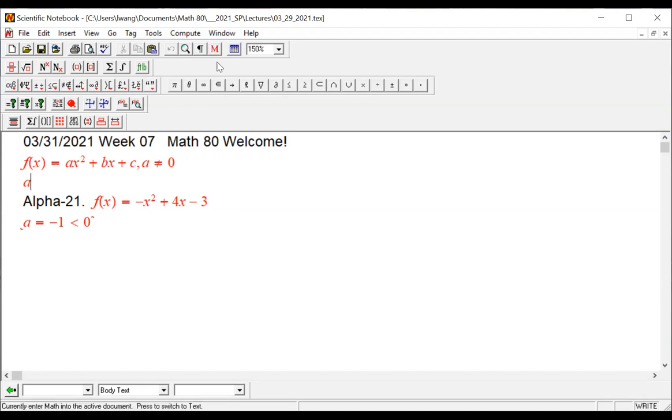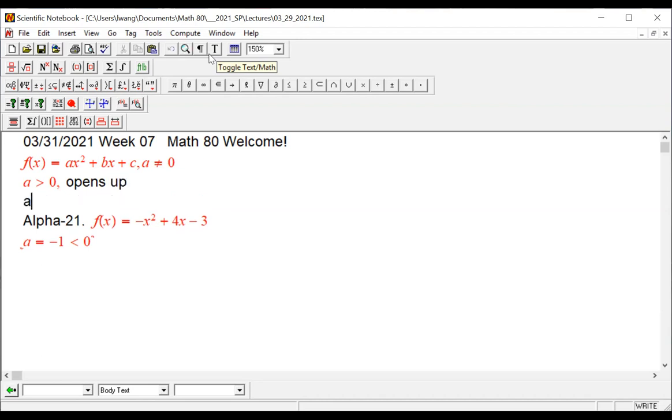So when a is positive, the parabola opens up. When a is negative, it opens down or concave down. So this is the situation. Question number two, concavity, is concave down, because a is negative one, which is less than zero. So it opens down. The first question, of course, is the domain. We still have the same questions, and the domain, of course, is still all real numbers.